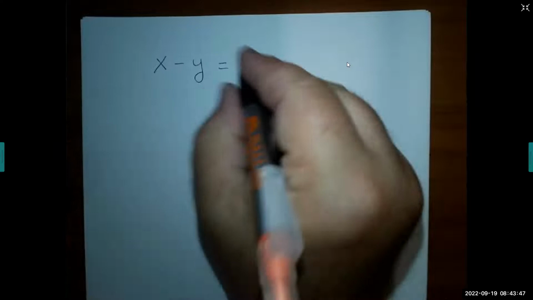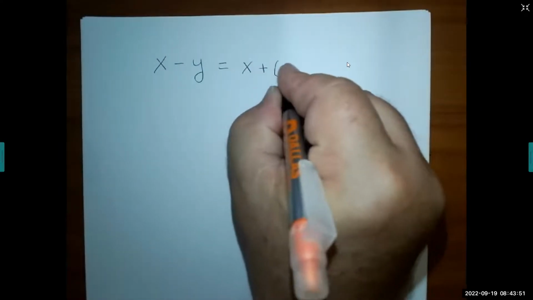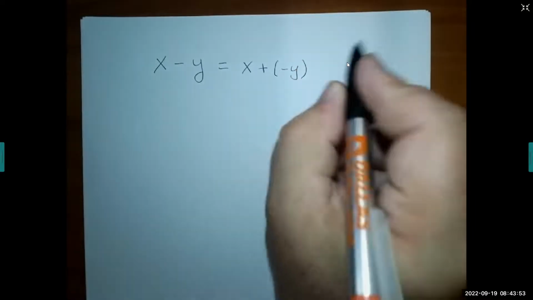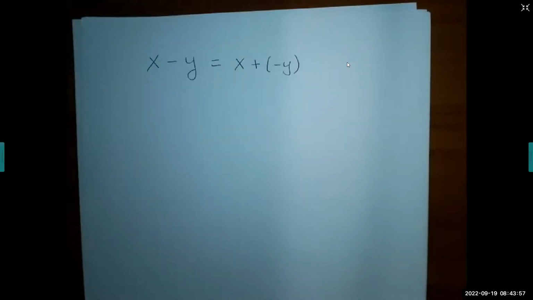Remember, subtraction really doesn't exist. What does this really mean? What does X minus Y really mean? It means X plus the opposite of Y. That's what it means. In reality, there is no subtraction. It's an addition of a negative number. A number goes the opposite direction.